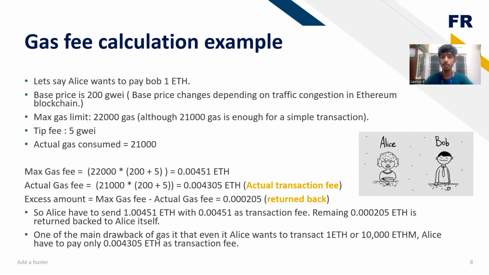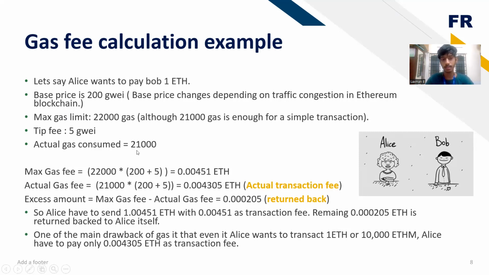As I said before, if you can remember, for a simple transaction, the minimum amount of gas required is 21,000. But let's say for the safer side, I'm providing 22,000 gas, because as I said, if I provide more gas, the excess amount of gas will be refunded back to me, or returned back to me in the form of Ethereum. So I'm providing some excess gas, as you can see, and a tip fee. With the miner fee, I'm providing 5 GWei.